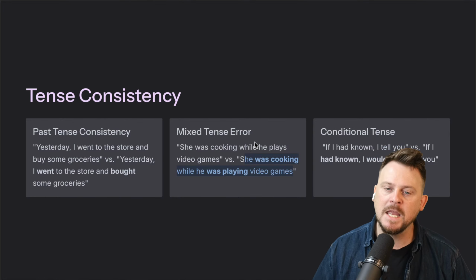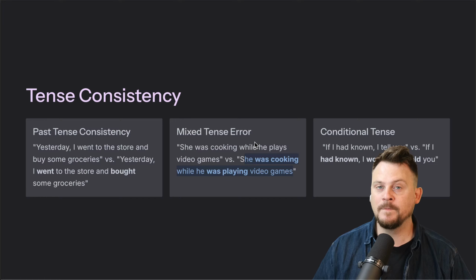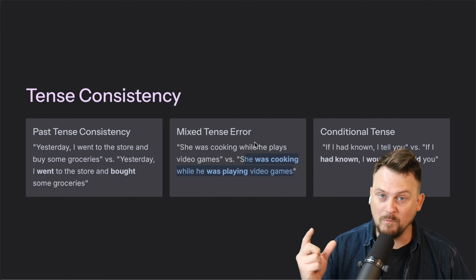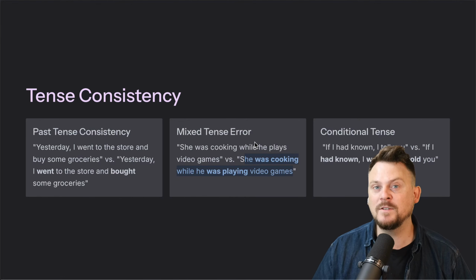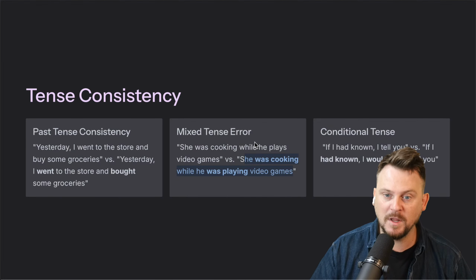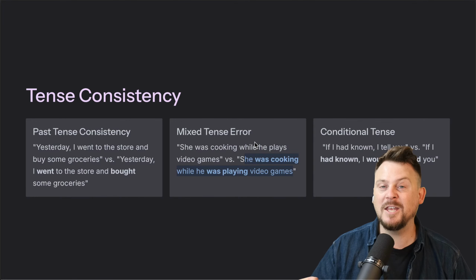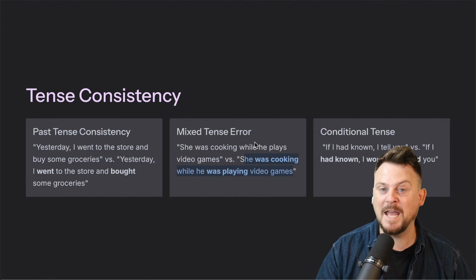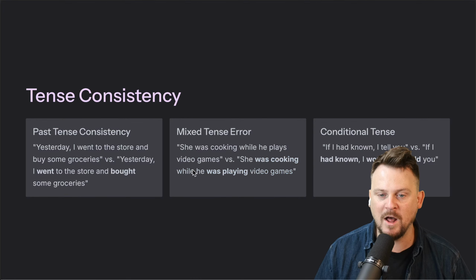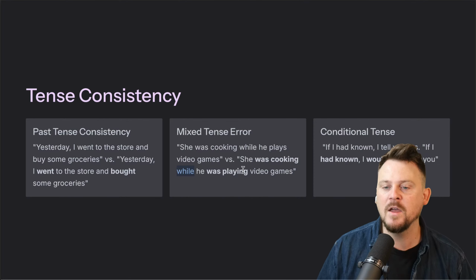Something like that. If she's doing this in the past and he is also, then usually they should be the same tense. So if she was cooking, then he was playing video games. Now it's correct to say she was cooking while he played video games. That's okay. But the best way to do this is both of them in parallel. Two things happening while he was, right? She was cooking while he was playing video games.